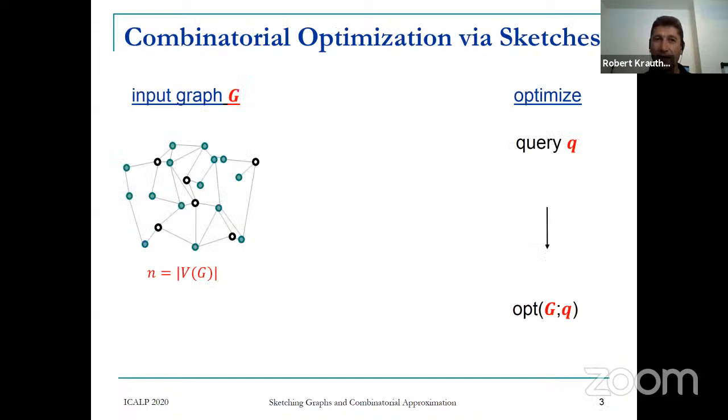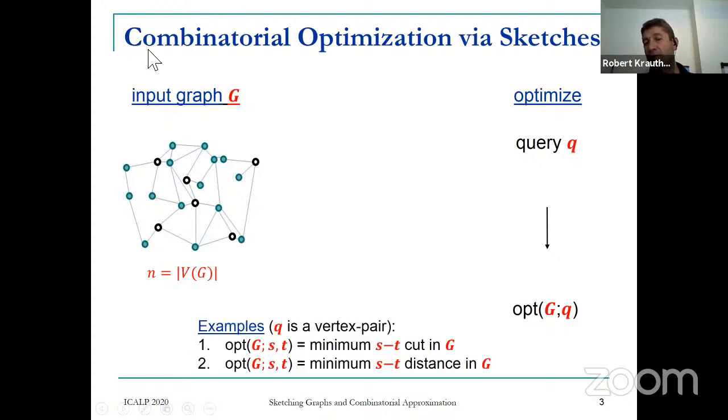So the context I have in mind is the following. We have a graph G. We want to solve some problem on this graph G. Let's say the graph has n vertices throughout the talk. We want to solve some optimization problem that refers to some query Q, maybe a pair of vertices in the graph. One example could be the minimum distance between two vertices in the graph. The second example is the minimum cut between these two vertices in the graph. These are two very simple, well-known problems. They're really optimization problems because you want to find the minimum solution. Throughout the talk today, I'll focus on cuts and not distances, but there are many papers about similar questions involving distances. So we're going to talk about cuts.